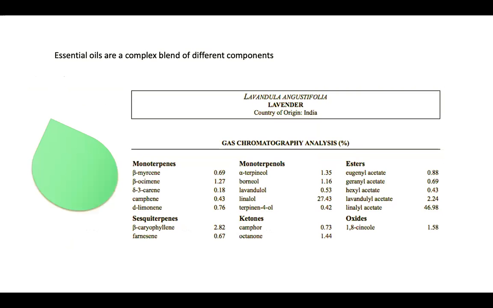share. So just this slide to show you how complex essential oils are. This is the lavender essential oil, and you can see there are about 30 different components in this essential oil. And the two main components are linalool and linalyl acetate. So it's a lot. It's a very complex blend.